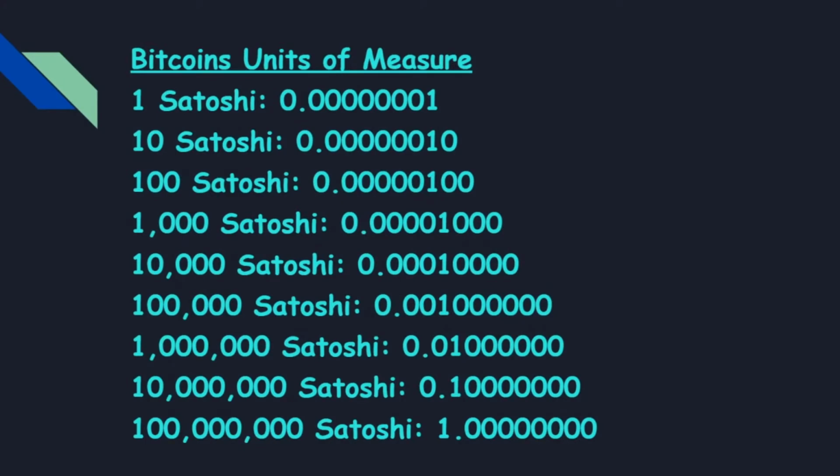This is a chart which shows you the units of measure. 1 Satoshi is 7 zeros and then a 1. 10 Satoshis is 6 zeros and then a 1. 100 Satoshis, 5 zeros and a 1, onward and so forth until you get to 100 million Satoshis, which is the equivalent of 1 Bitcoin.